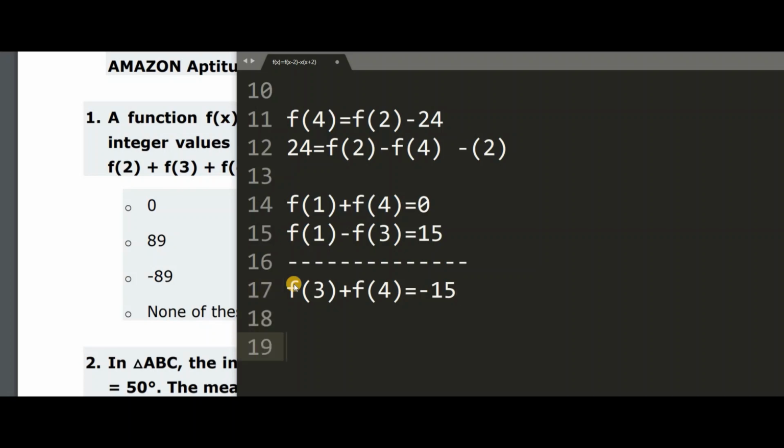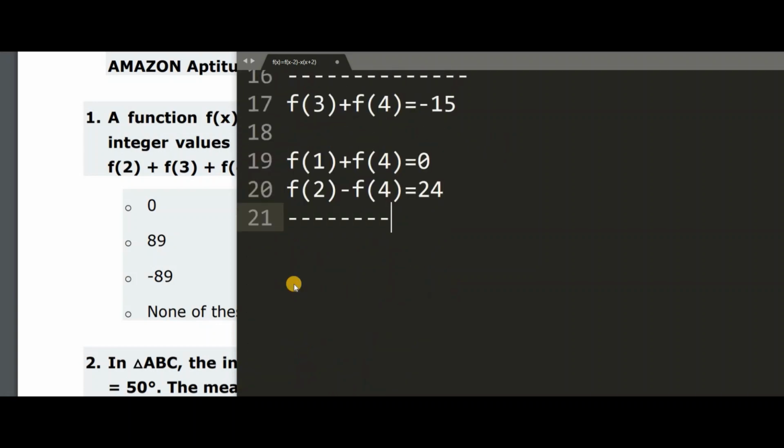And let us solve equation 2 with the given equation. So f(1) + f(4) = 0 and f(2) - f(4) = 24. If we add both of these equations, we will get f(1) + f(2) = 24. So we have got f(1) + f(2) and f(3) + f(4). So we need f(5) + f(6).